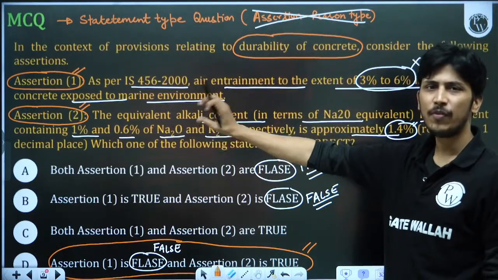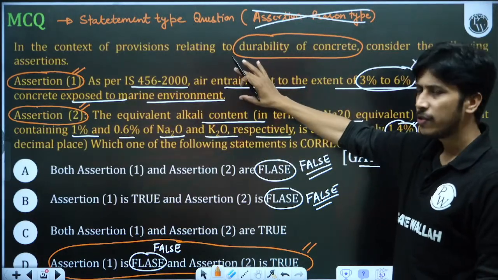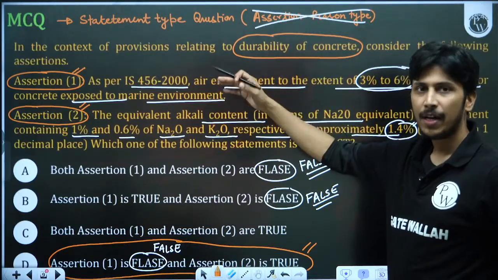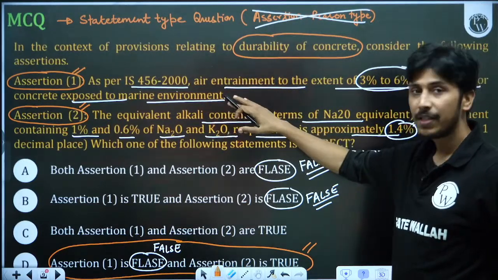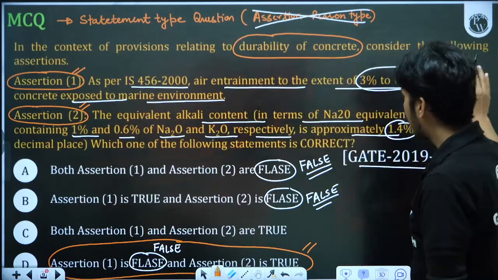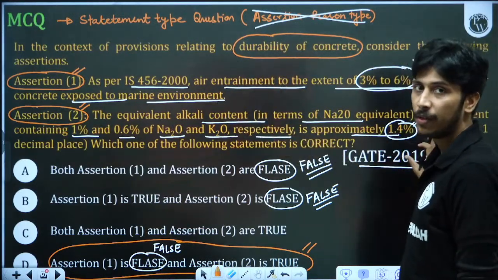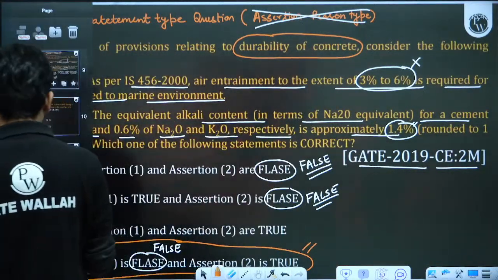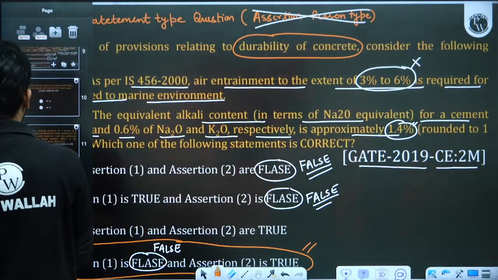Second statement is purely for building material. Even this is taught to you in building materials for marine environment, for moderate environment, because marine environment is a severe environment. So this is also taught in building material, but mainly this is from the RCC. But this second is from the building materials. So this is the combination of RCC and building material.